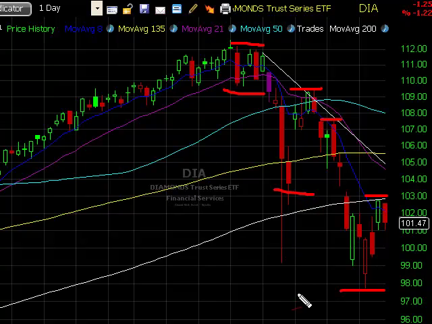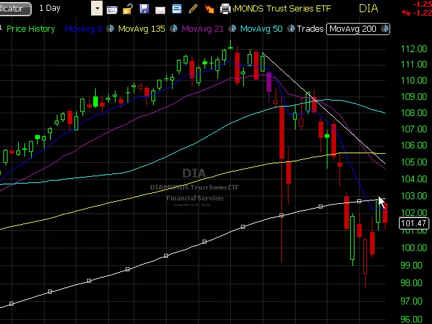At this point, this white line is our 200 period moving average, the yellow is our 135, and this cyan color, this light blue color right here, is our 50 period moving average. When we broke through this over here, we said that most likely this was going to pop back up and hit our 50, and sure enough, it did.